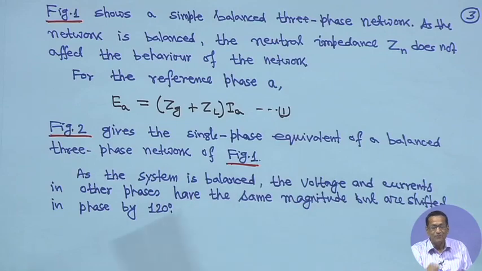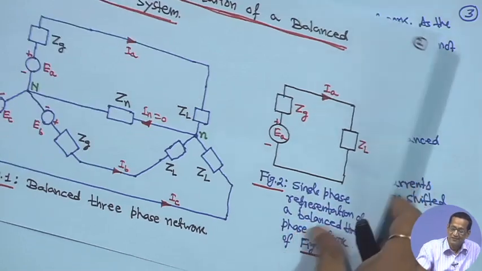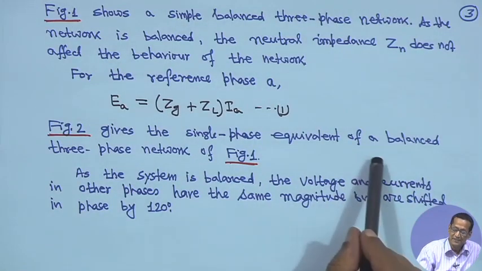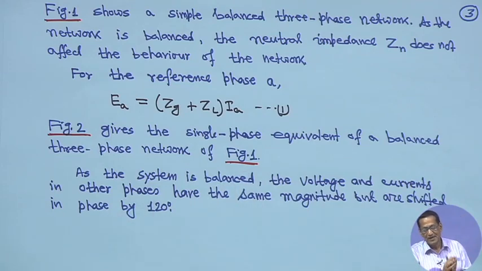So, again starting from equation 1 and figure 2, this gives the single phase equivalent. Figure 2 is the single phase equivalent of the balanced 3 phase network of figure 1. As the system is balanced, the voltage and current in the other phases have the same magnitude, but the phase shift will be 120 degrees, right.